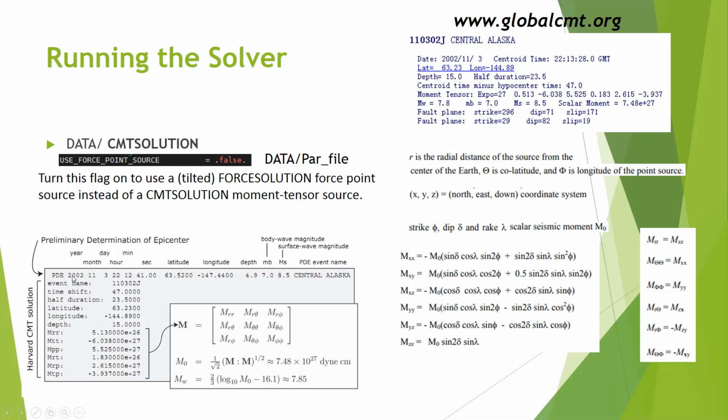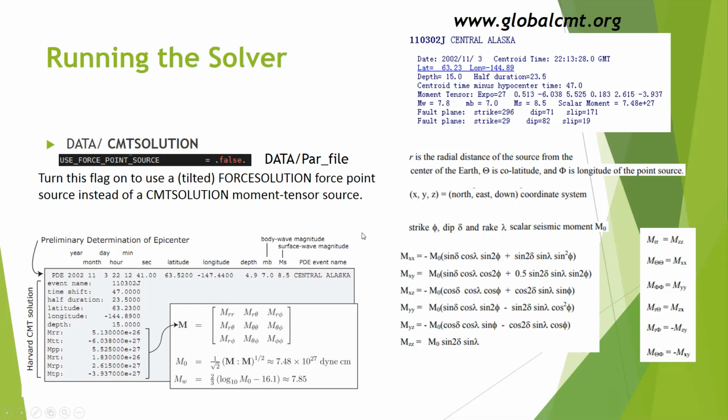You should see the time of the earthquake and the location of the earthquake, even name and time shift. It doesn't matter. Then the half duration of the source and the source depth, where the unit of depth is kilometer, and each component of the moment tensor of your source. If you don't know much about the moment tensor of the earthquake you want to simulate, then you can go to the Global CMT website and find the earthquake information. So here is a moment tensor. You can fill these parameters in here.